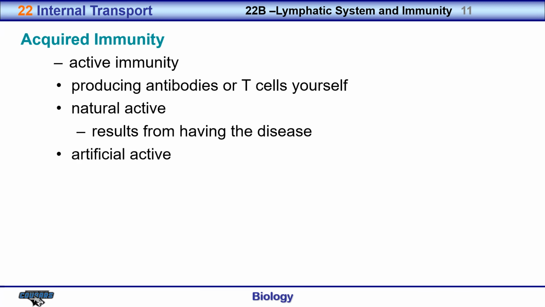Then we have what is a kind of active immunity, but this is an artificial one where you didn't actually have the disease. This would be like, for instance, if you were inoculated with a vaccine with an antigen that stimulates your body to produce antibodies and activates T cells, but the vaccine usually is just a weakened form of that pathogen.